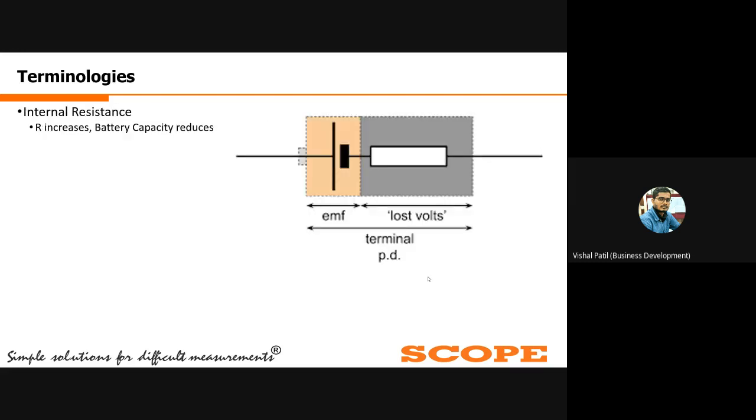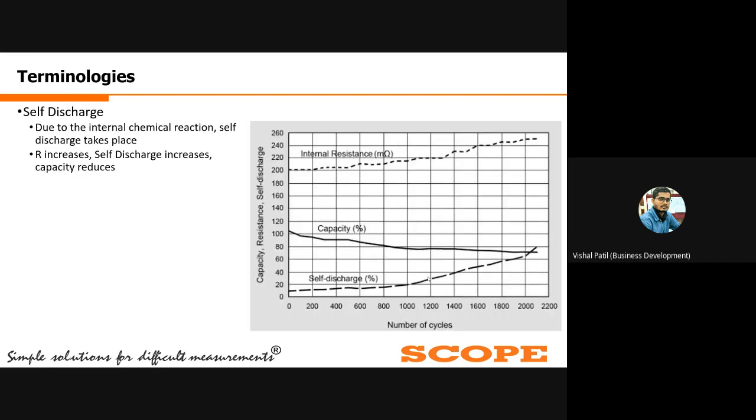Then next, internal resistance. As we all know, every battery or cell has its own internal resistance, and this internal resistance increases whenever the cell is in service. If this resistance increases, then the battery capacity will be reduced because there will be losses inside that particular cell or battery. So the internal resistance plays a critical role, and it is one of the major reasons for the battery capacity reduction.